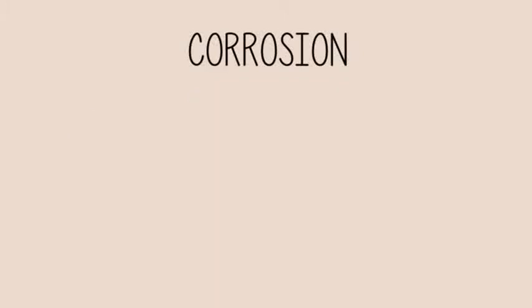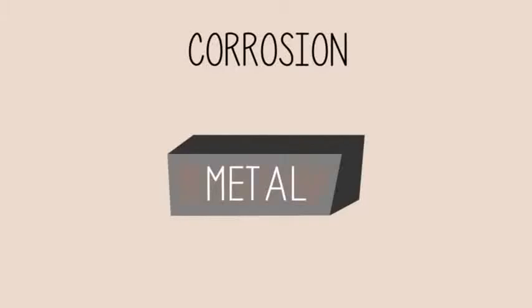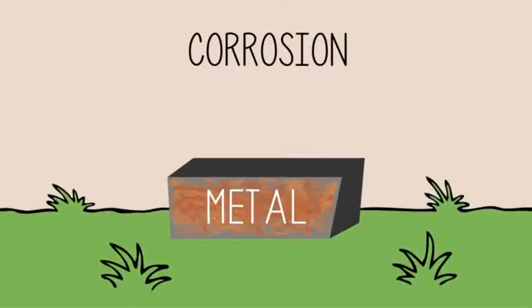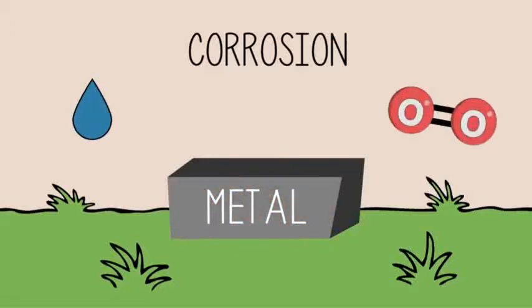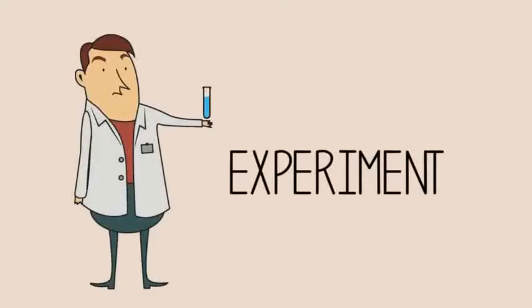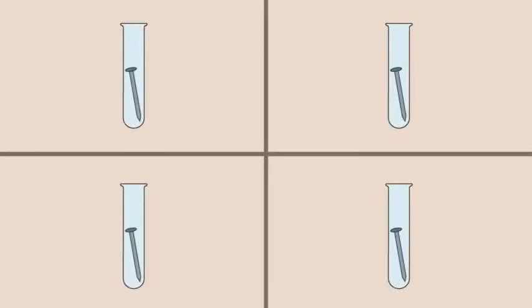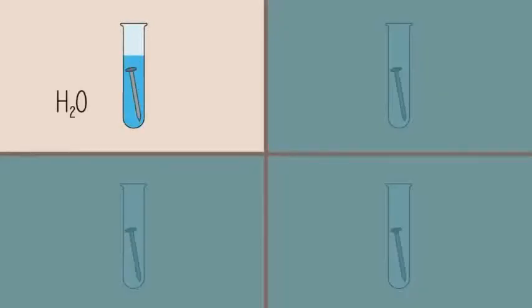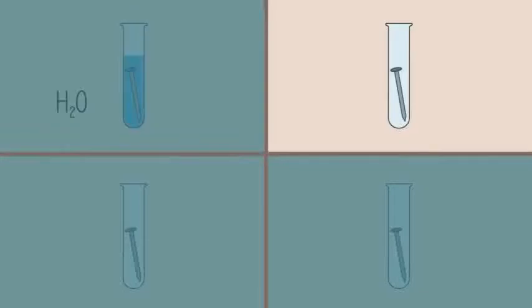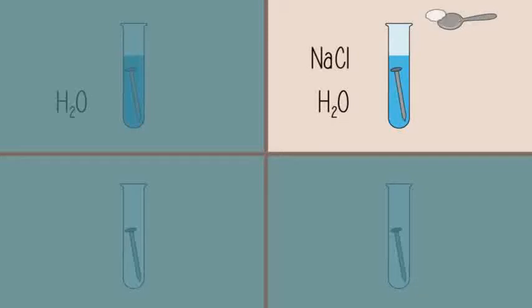The term corrosion is used to describe the breakdown of a metal when exposed to the environment. When we say a metal corrodes, we mean that it has reacted with water and oxygen from the environment to form their respective oxides. We can demonstrate this using a simple experiment. Place an iron nail in 4 test tubes. Fill one with regular tap water until the nail is submerged. Fill another with regular tap water and add half a spoonful of sodium chloride, regular table salt. Shake from side to side to ensure that sodium chloride fully dissolves.